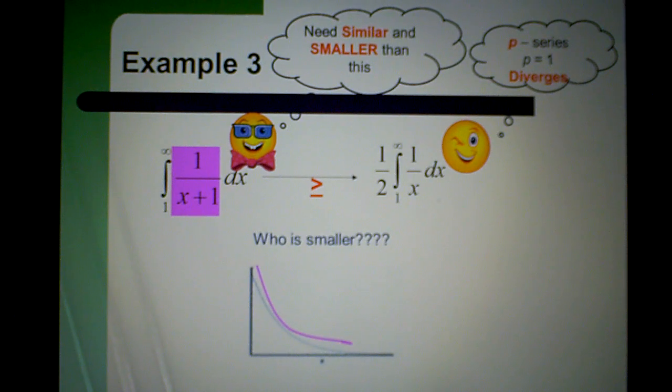Now, you can also think of this as 1 over 2x, right? If I osmosis this back in, is 1 over 2x, or a half times 1 over x, going to lie under 1 over x plus 1? Start putting in numbers, right? So 1 over 2 times 100, so 1 over 200. Is 1 over 200 smaller than 1 over 101? Okay, tricky.